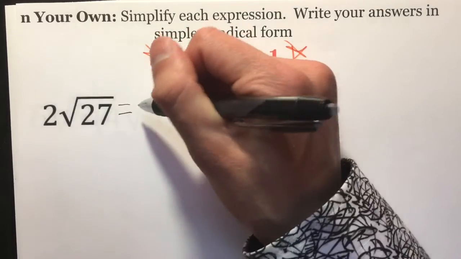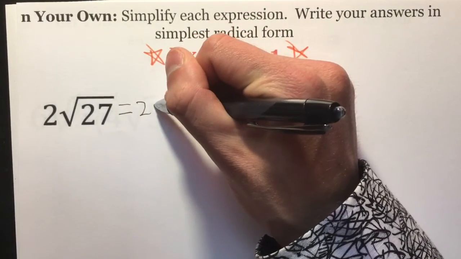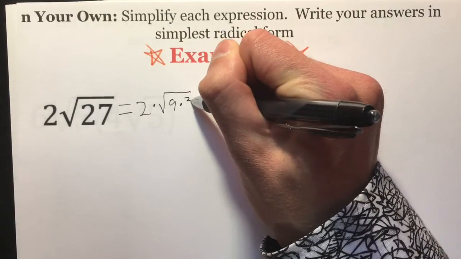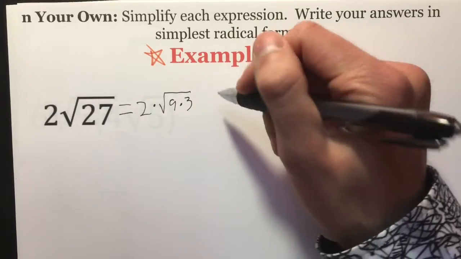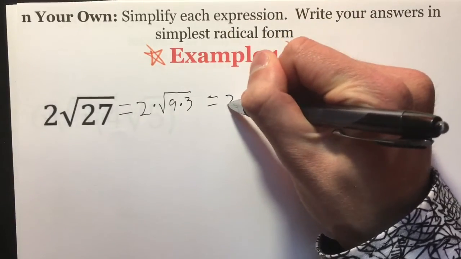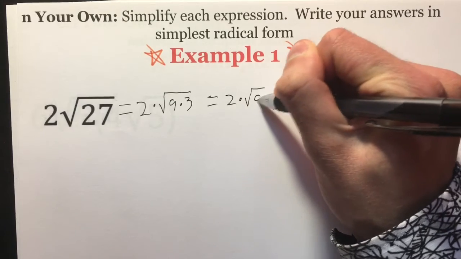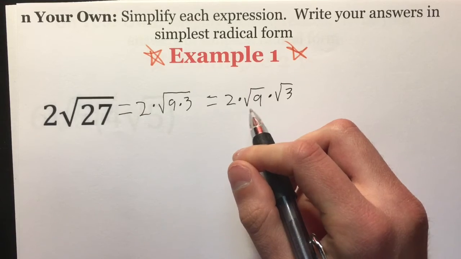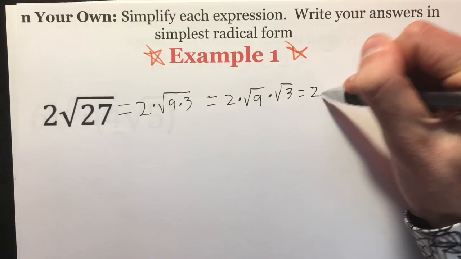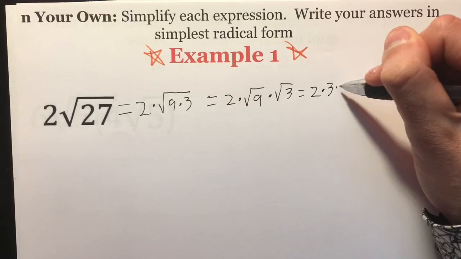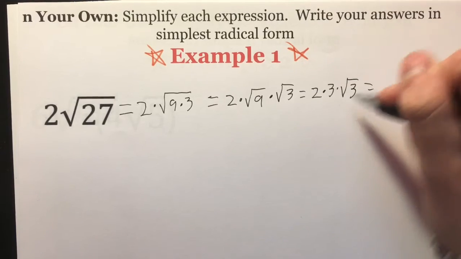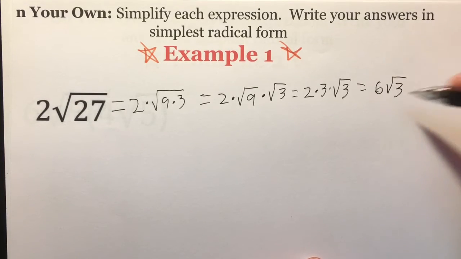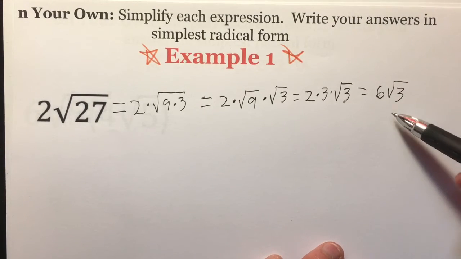9 is a factor of 27, so we can rewrite this as 2 times the square root of 9 times 3. Because 9 times 3 is 27, so that's going to equal 2 times the square root of 9 times the square root of 3. Well, the square root of 9, we know that to be 3. So 2 times 3 times root 3. And then 2 times 3, that's just going to give us 6. 6 root 3. And that is in simplest radical form.